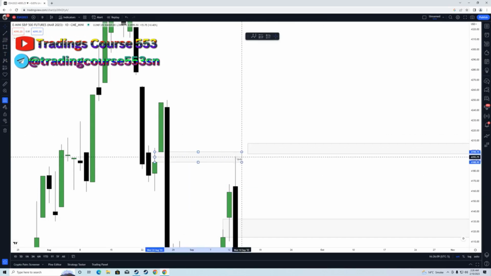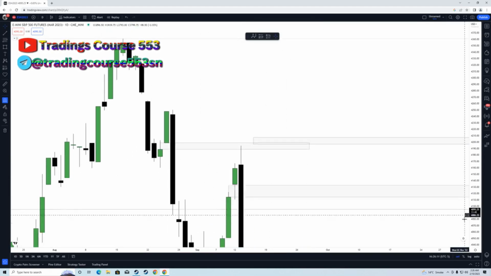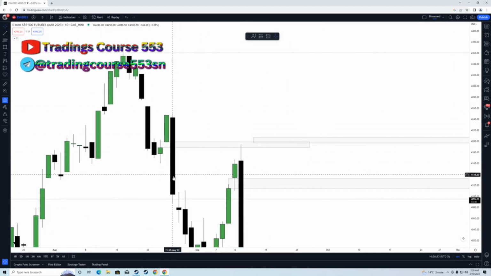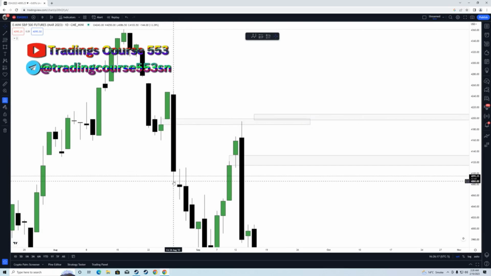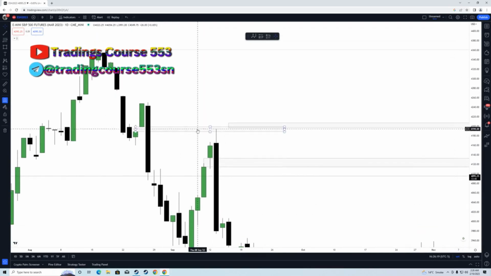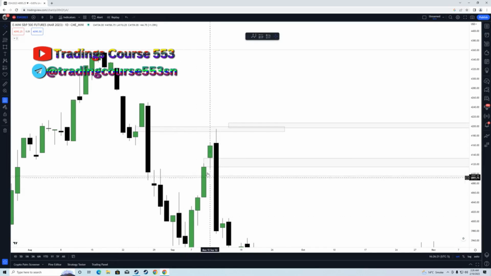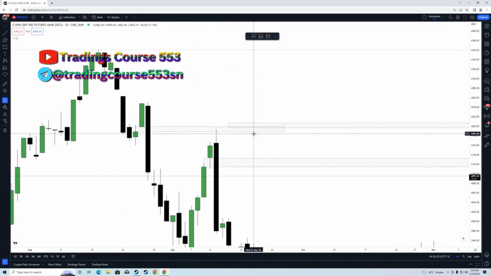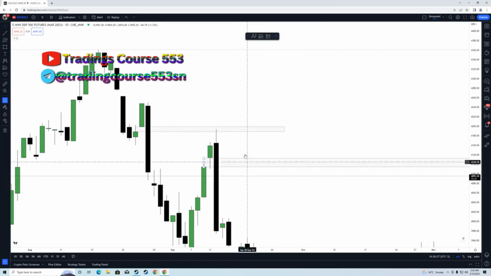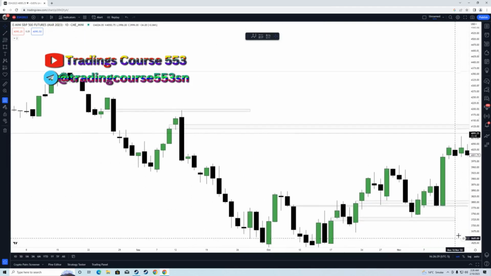And you can see price came into this volume imbalance. First of all, it just smashed through this level, so this didn't work as a support level. Okay, very cool. But then when it gets broken, it can react as a resistance level. So price went back to this volume imbalance and you can see price shot down.